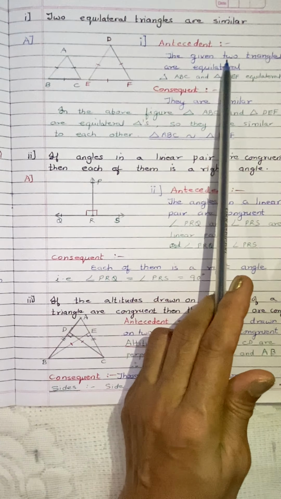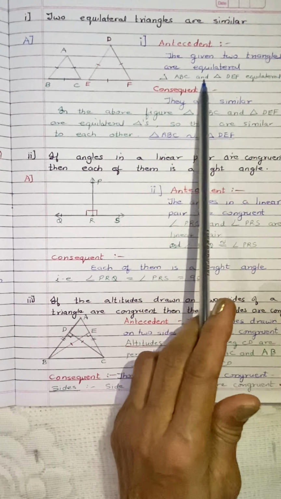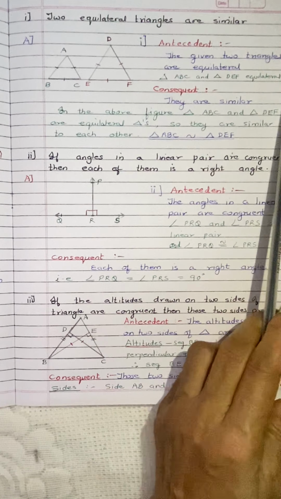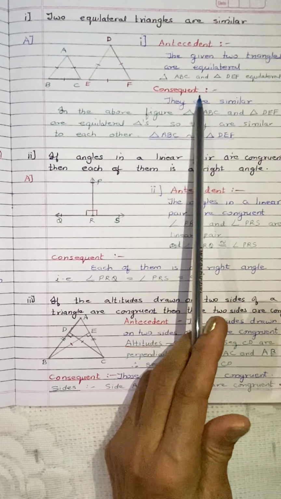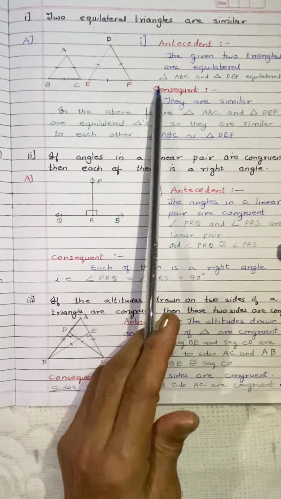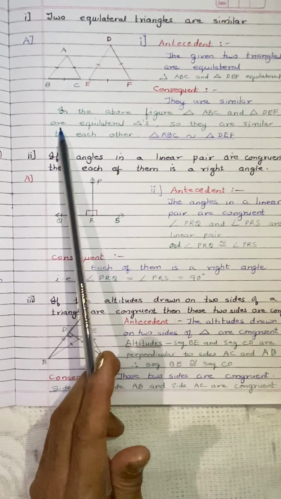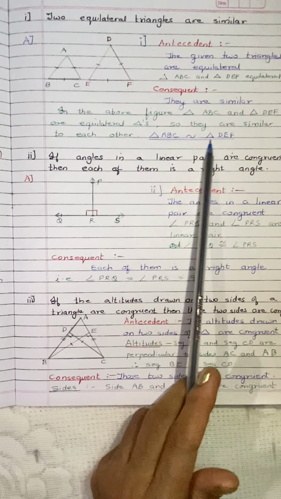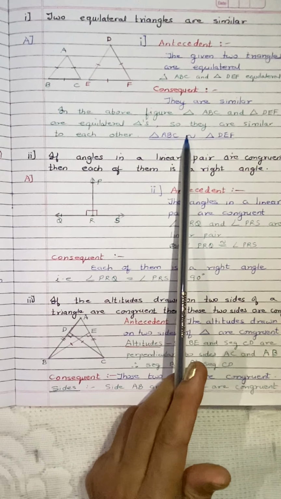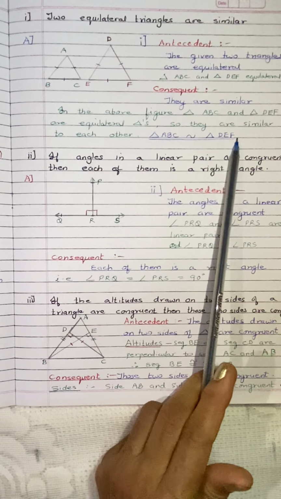Antecedent: the given two triangles are equilateral. Triangle ABC and triangle DEF are equilateral triangles. This is given to us, and what we have to prove is the consequent: they are similar. So in the above figure, triangle ABC and triangle DEF are equilateral triangles, so they are similar to each other. We can write this as triangle ABC is similar to triangle DEF.